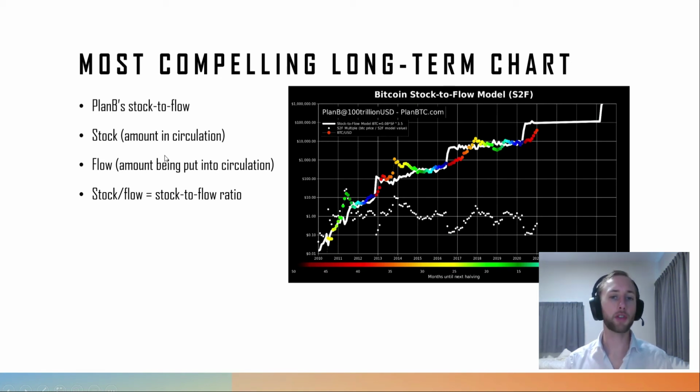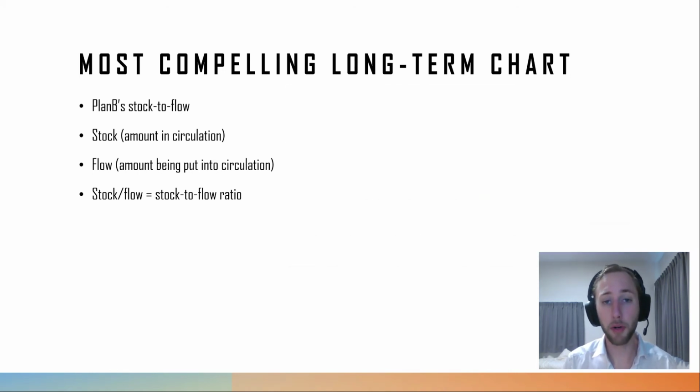Now, what they mean with stock is the amount in circulation. So, for example, the amount of gold that is currently in circulation divided by the flow, which is the amount of gold being mined. Now, if you take the stock divided by the flow, you get a stock to flow ratio. Now, a stock to flow ratio can be used for gold, it can be used for silver, it can be used for housing, and it can also be used for Bitcoin. Now, the stock to flow model is a proven model.